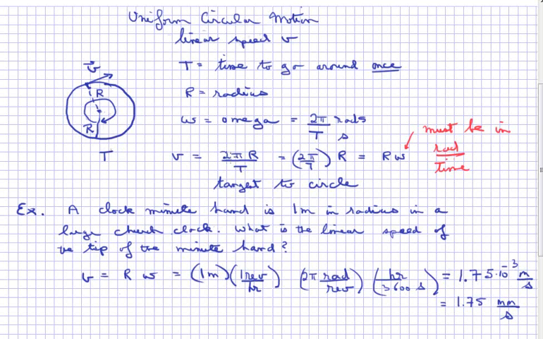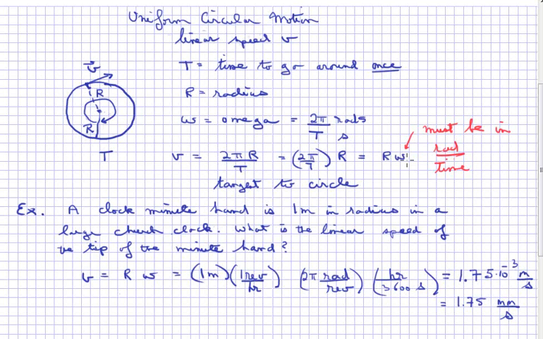So circumference is 2 pi r of a circle divided by the period T, but we can separate that into two factors, 2 pi divided by T times r, and so that's going to be omega, that's what this is, times r, or writing it in the opposite order, r times omega.